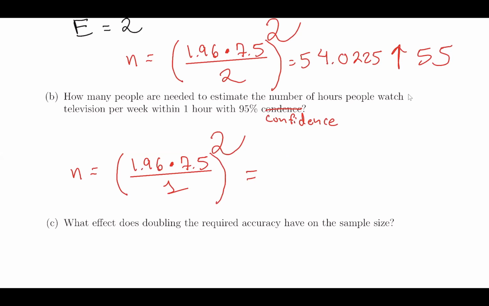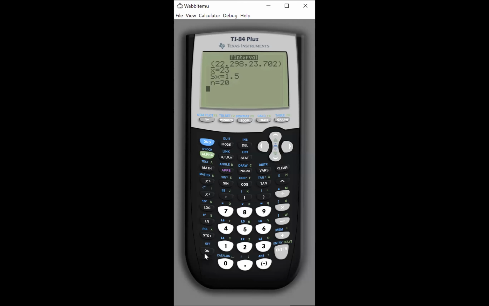More. Yeah, because if you want to be more precise or more accurate, you need a bigger sample size. But let's check that out and do the math on the TI-84. So on the TI-84, we'll say parenthesis 1.96 multiply by 7.5, divided by 1. You close the parenthesis, and you put x to the second power.